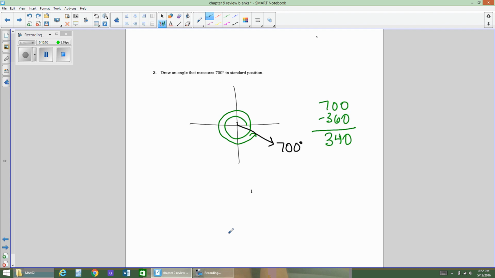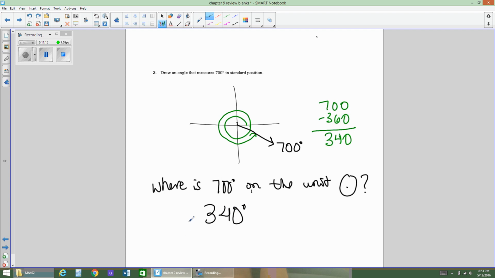So my question for you is, where is 700 degrees on the unit circle? And your answer would be, it's at 340. Now what does that mean? That means that 340 degrees is coterminal. It's coterminal with the 700.